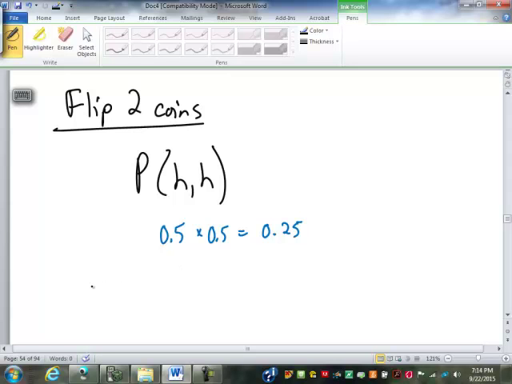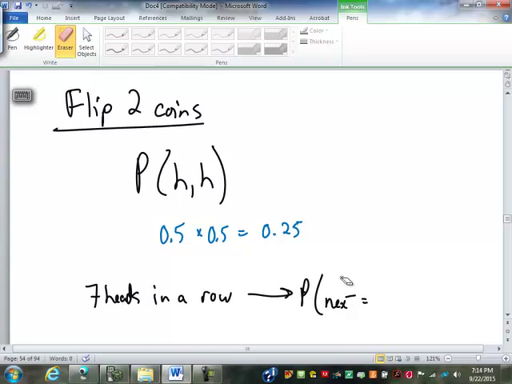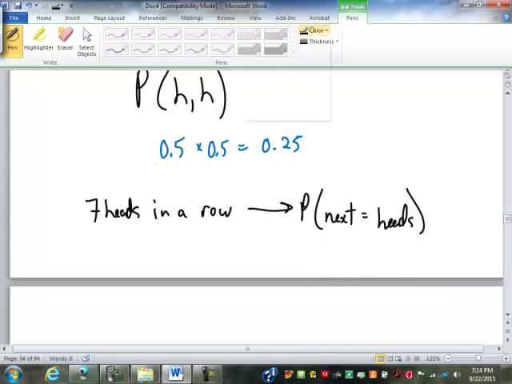What if I've had 7 heads in a row? What is the probability that the next one is heads? Does it matter that there's been 7 heads in a row? No. It's still 1 out of 2 or 0.5.